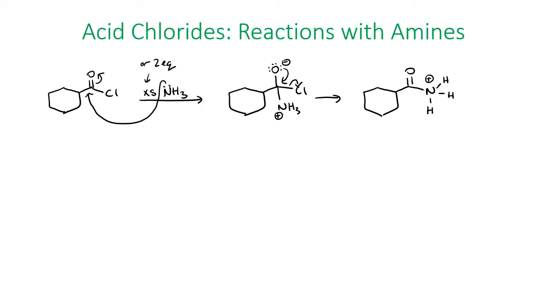So our last step is going to be removing the extra H from the nitrogen, and this is where the extra ammonia comes in. Ammonia is a stronger base than the chloride ion, so the chloride's not really going to be acting as the base in this case. The ammonia will come in, take the extra H, give the electrons to the nitrogen, and we have now converted our acid chloride into an amide.